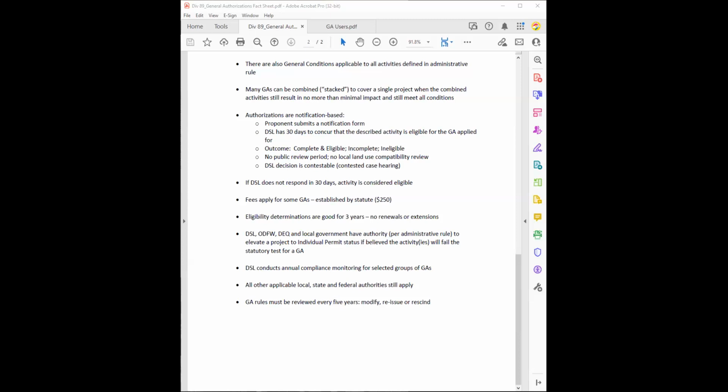When DSL issues a general authorization or determines that one is eligible, folks always still have to check for local permits, other state permits, and federal permits that might still apply. We cannot issue federal or local authorizations. And finally, GA rules must be reviewed every 5 years by statute, and we can either modify, reissue, or rescind any part of the administrative rule during that 5-year review. And what we're doing now is that 5-year review.